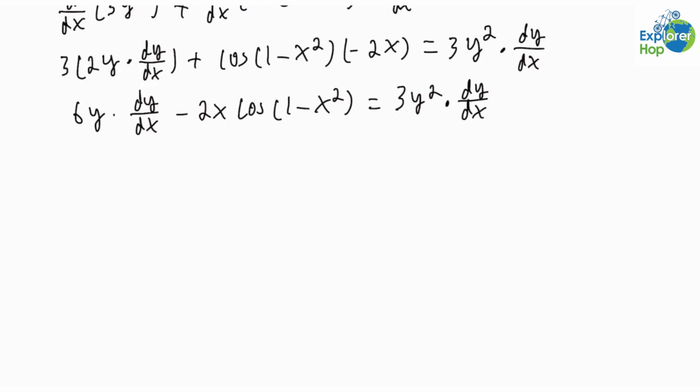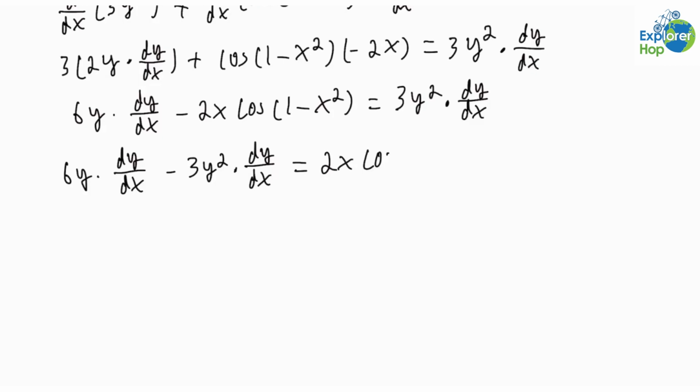Now we're going to isolate for dy over dx. So we will move all the terms with dy over dx to one side. This means that 6y times dy over dx minus 3y squared times dy over dx is equal to 2x times cosine of 1 minus x squared.